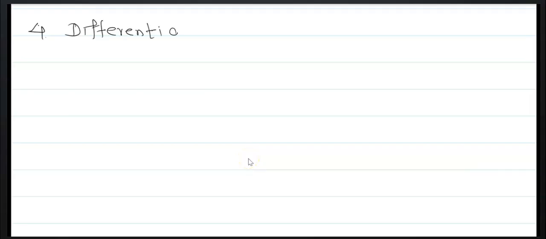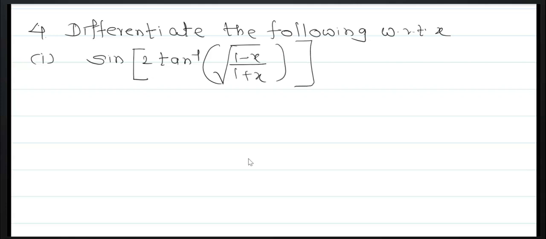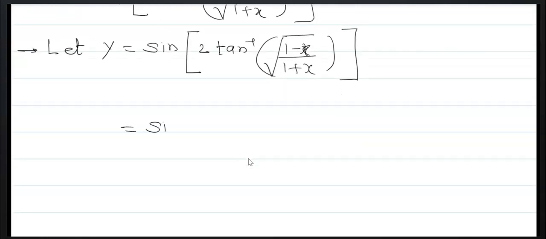Now these are the regular questions. That's why I am differentiating here. Differentiate the following with respect to x. Sin 2 tan inverse in bracket root of 1 minus x upon 1 plus x. y is equals to sine 2 tan inverse of root of 1 minus x upon 1 plus x. And we have the substitution here.